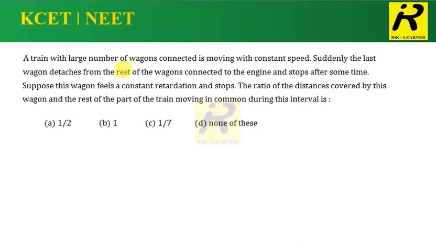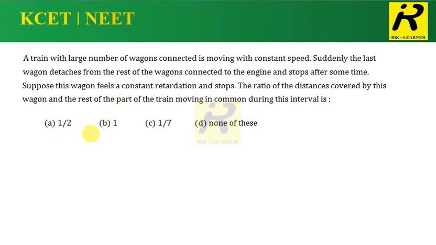A train with a large number of wagons connected is moving with a constant speed. Suddenly, the last wagon detaches from the rest of the wagons connected to the engine and stops after some time. Suppose this wagon feels a constant retardation and stops. The ratio of the distance covered by this wagon and the rest of the part of the train moving in common during this interval is.